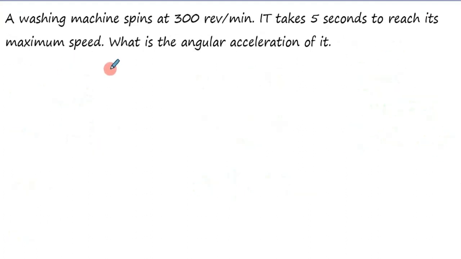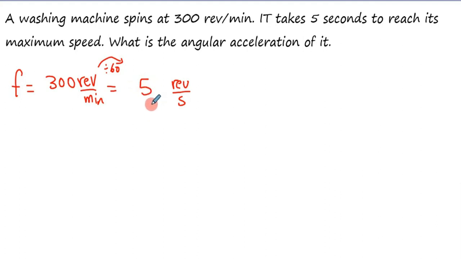That's it. A washing machine spins at 300 revolutions per minute, so this is the frequency, and we know that we need to divide it by 60 in order to make it revolutions per second. So 300 divided by 60 equals 5, so the frequency is 5 revolutions per second. It takes 5 seconds to reach its maximum speed, which means if it starts at angular velocity equals 0, it takes time, delta t, equals 5 seconds to reach its maximum velocity.